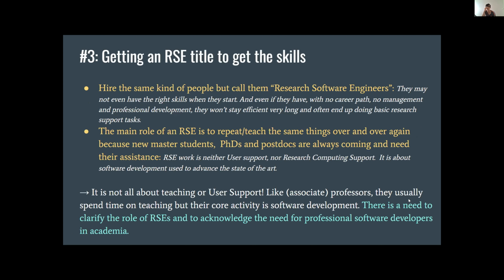The third misconception, which I think is also appearing very recently, is that, okay, you want to have this title, we give this title. We can give the title, so you get the skills. You can hire the same kind of people. And when I say the same kind of people, you can hire a fresh PhD, a postdoc, you give them the research software engineer title, and whoops, suddenly they become professional software developers.